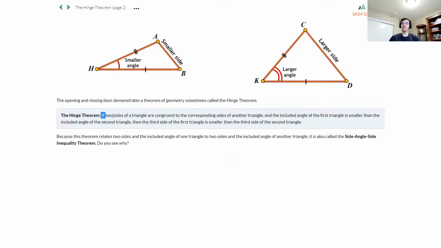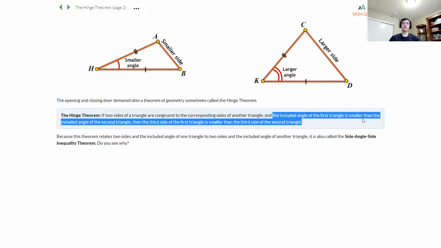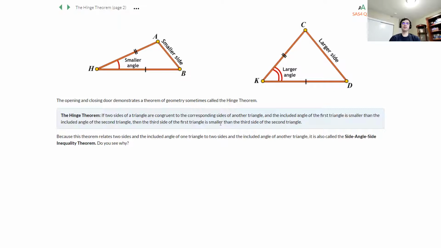As it says here, if two sides of a triangle are congruent to the corresponding sides of another triangle, and the included angle of the first triangle is smaller than the included angle of the second triangle, then the third side of that first triangle will be smaller than the third side of the second triangle.